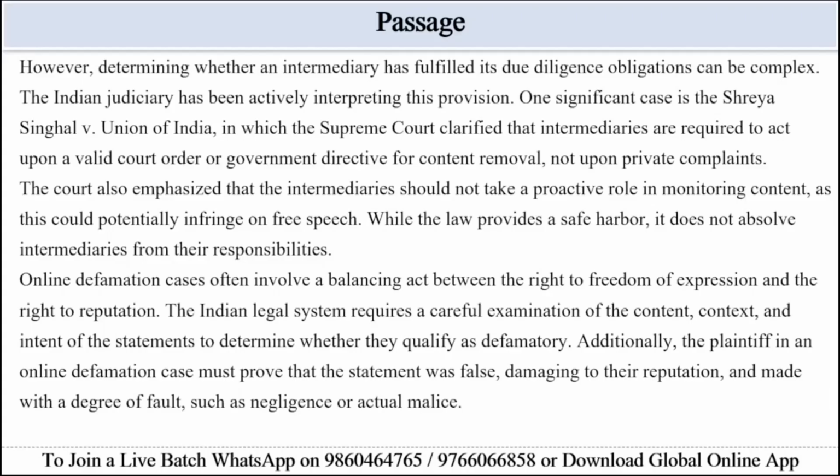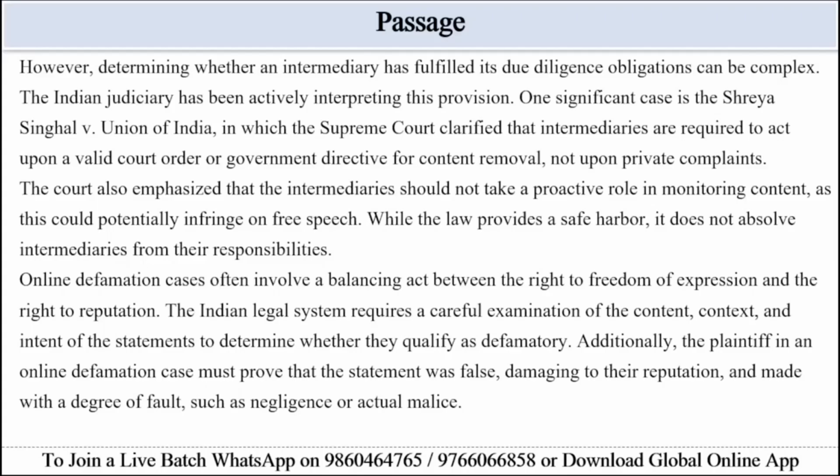One significant case is Shreya Singhal versus Union of India, in which the Supreme Court clarified that intermediaries are required to act upon a valid court order or government directive for content removal, not upon private complaints. The court also emphasized that intermediaries should not take a proactive role in monitoring content, as this could potentially infringe on free speech. While the law provides a safe harbor, it does not absolve intermediaries from their responsibilities.